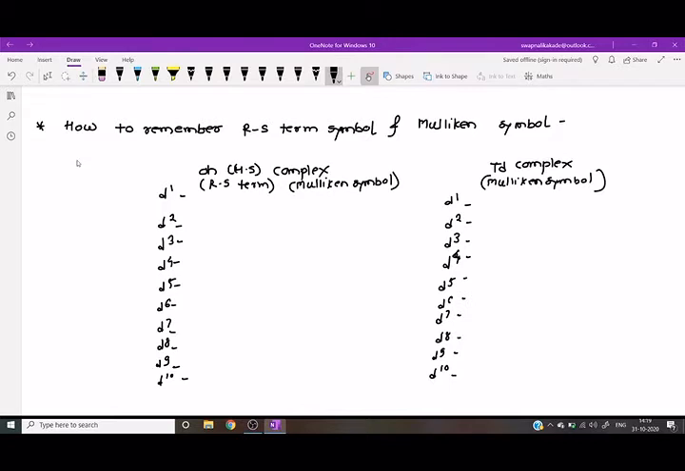Hello student, today I am going to teach you how to remember the RS term symbol and Mulliken symbol. This topic is very important for CSIR NET, SET and GATE exams, and the time required for determination of the RS term symbol and Mulliken symbol is more. Therefore I made a trick to remember them.